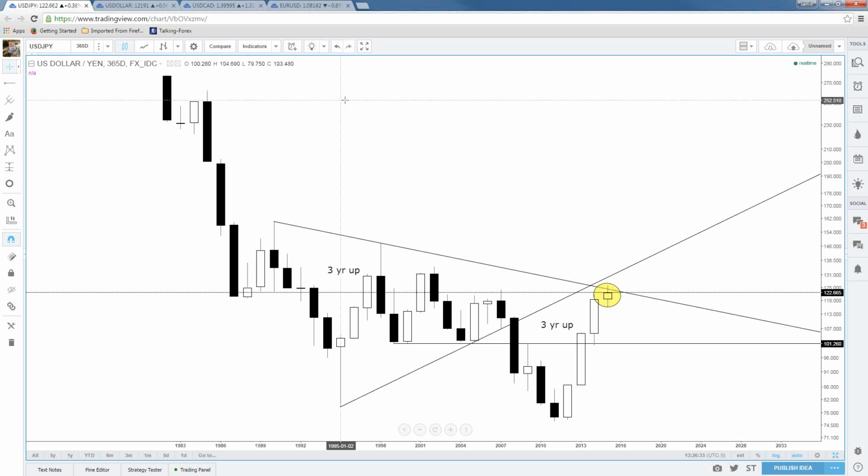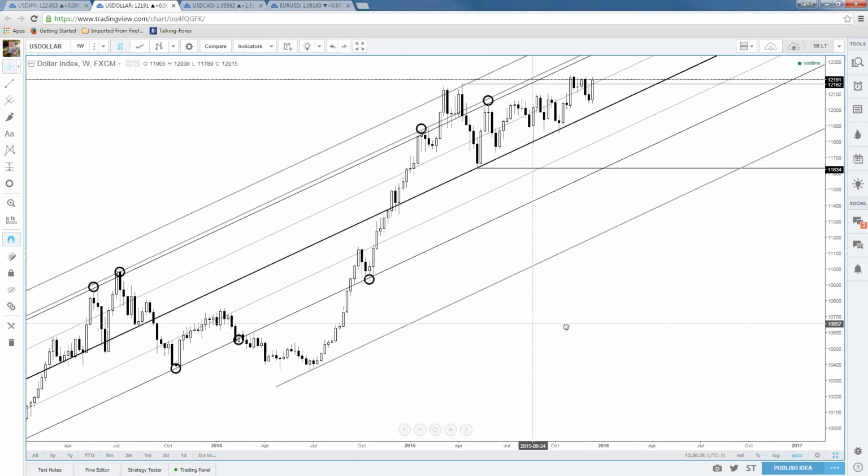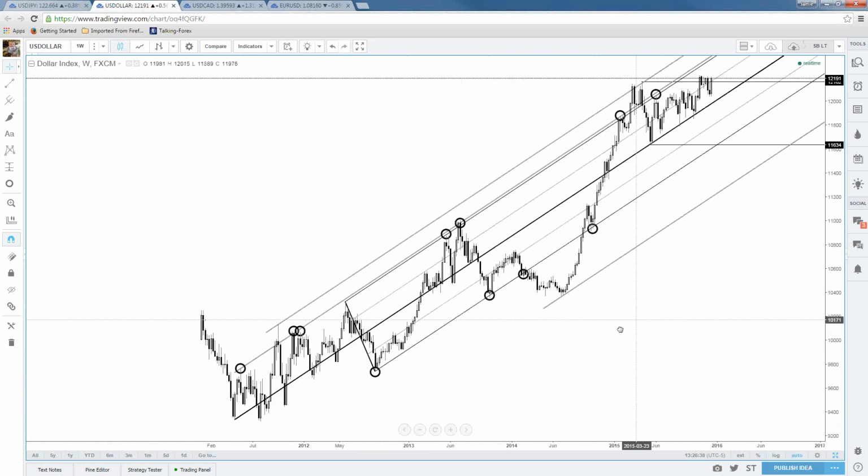But let's move on. Okay, so go to the daily majors. First, we'll start with the dollar. So here's the US dollar index.